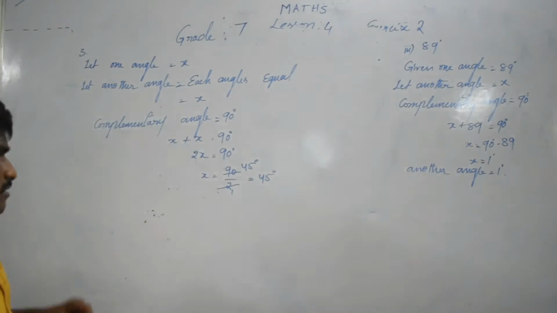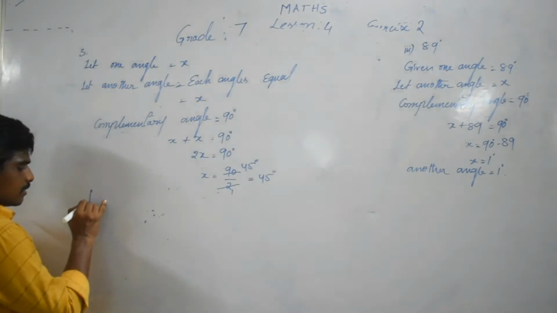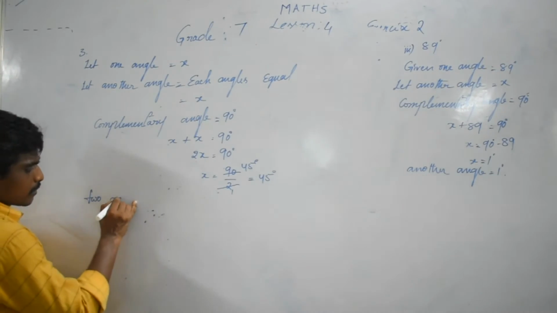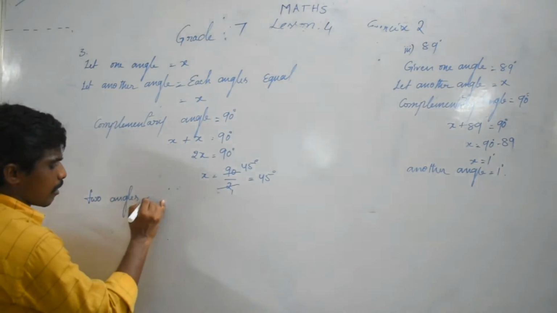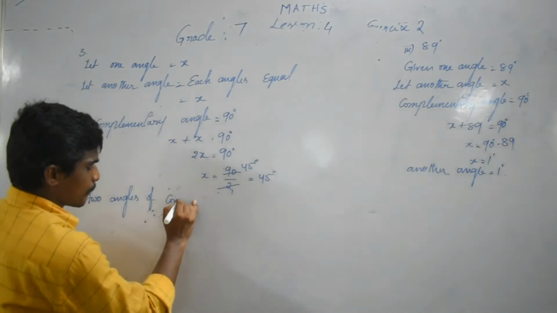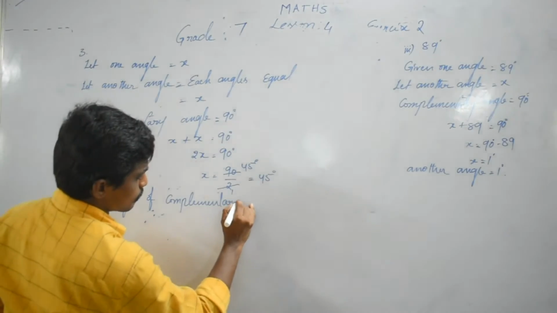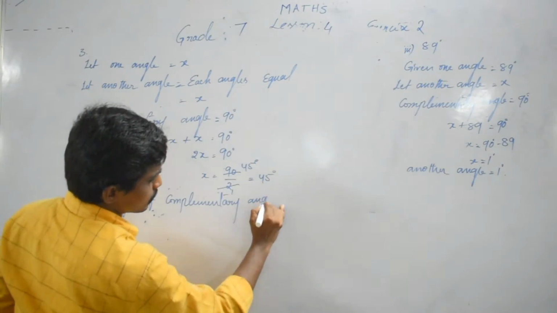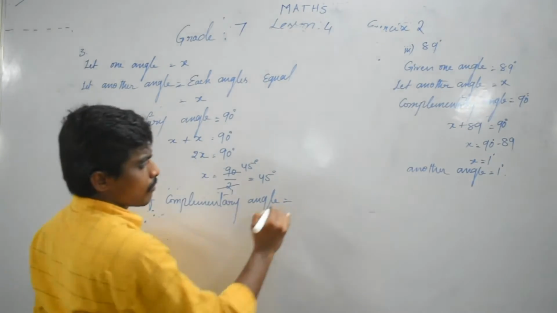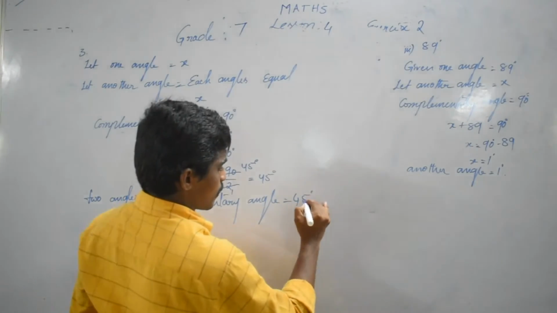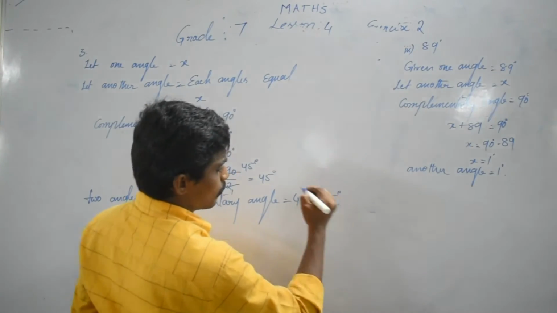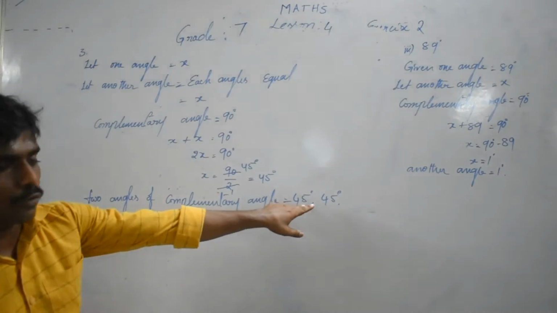So the two angles of the complementary angle: one angle is 45, another angle is 45.